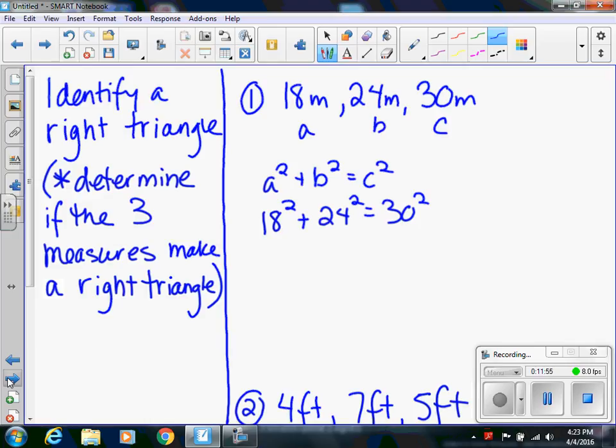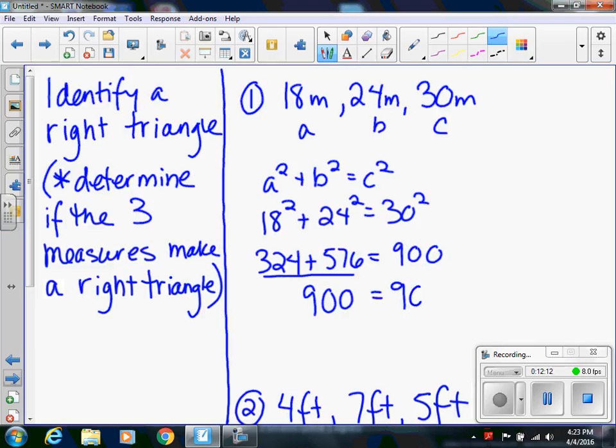So as we do this math, 18 times 18 is 324. 24 times 24 is 576. And 30 times 30 is 900. All right, so I'm going to add this up. I get 900 is equal to 900. Okay, well, that's a true statement. 900 does equal 900. Therefore, this does check out, and yes, these measurements do make a right triangle, so that is true.